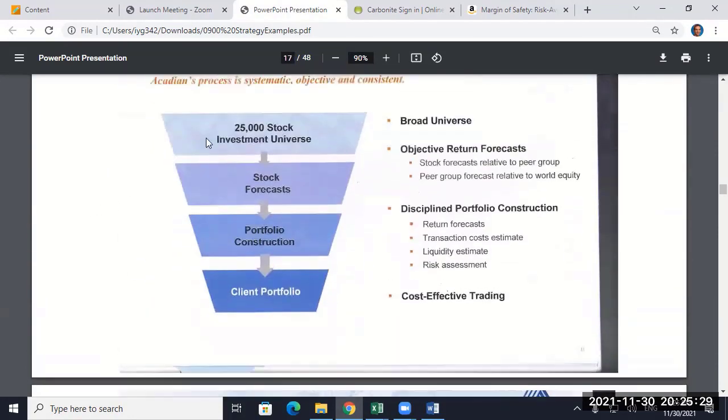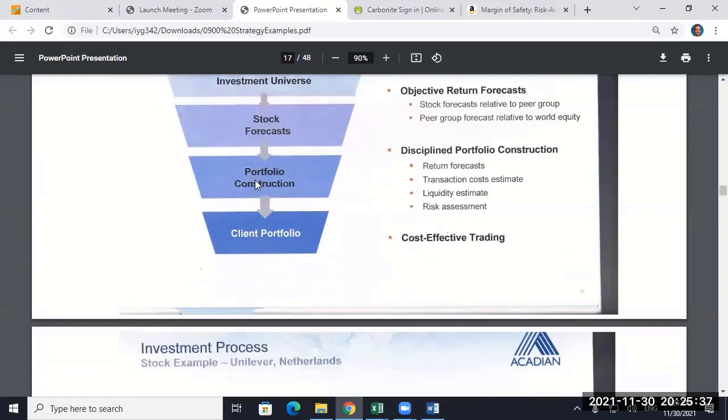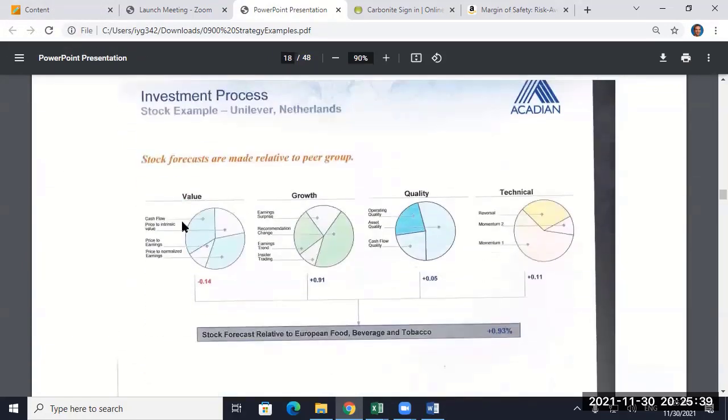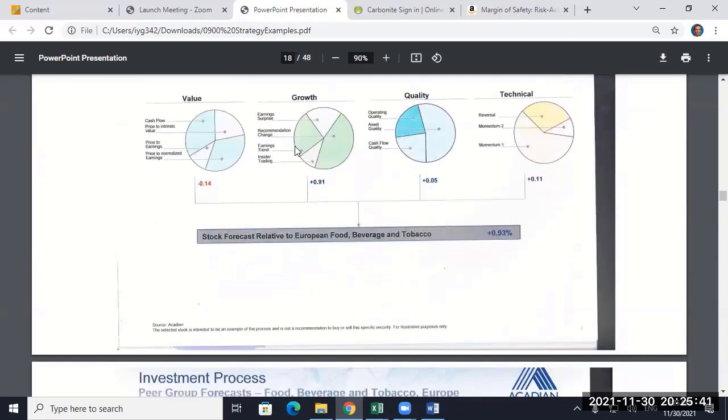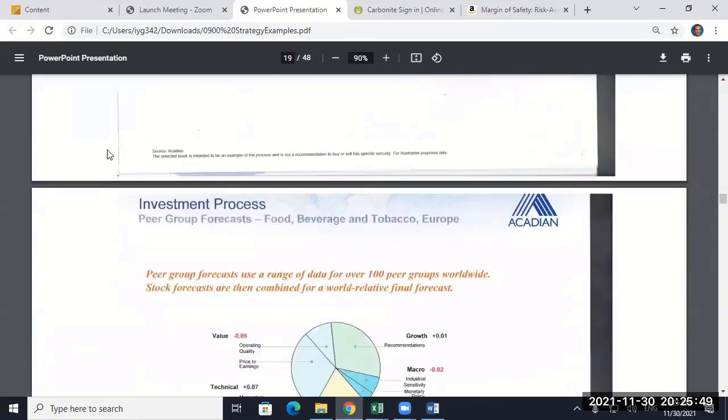Acadian, they start with 25,000 stocks. So obviously this is a universal, global firm. This is a very quantitative one. Again, you can even tell with all this kind of stuff they have. I like this kind of stuff mainly because it gives me ideas. So there's something I'm missing in looking at stocks. So it gives me some good ideas.